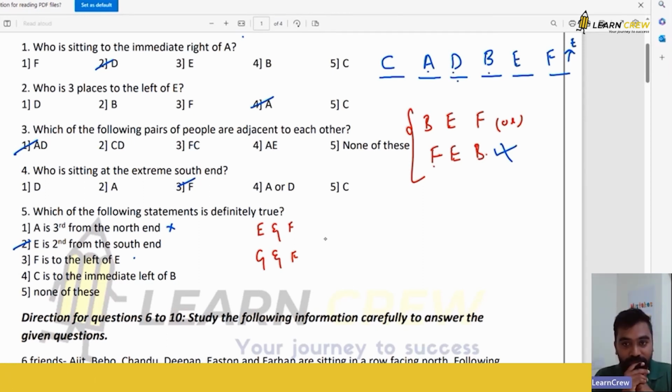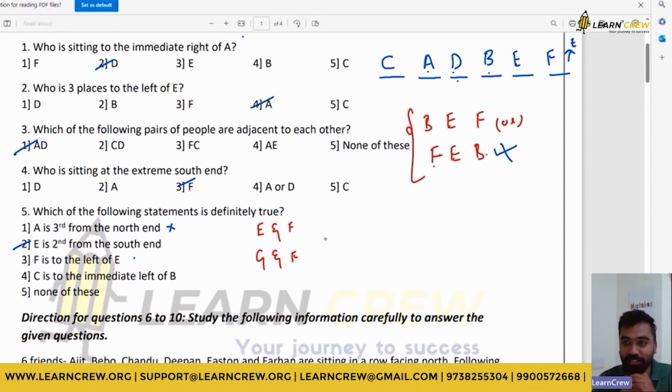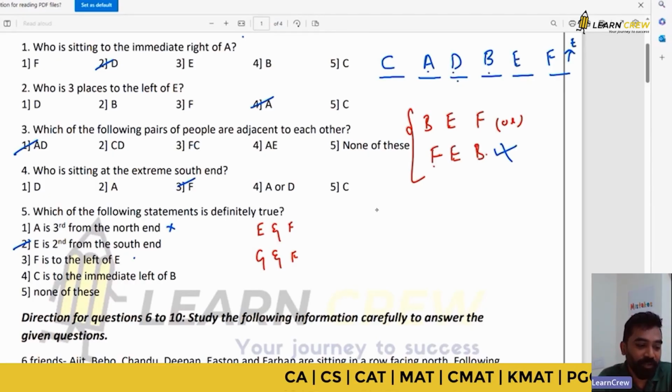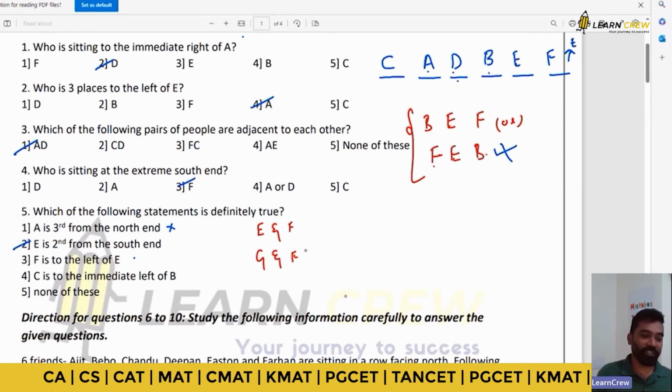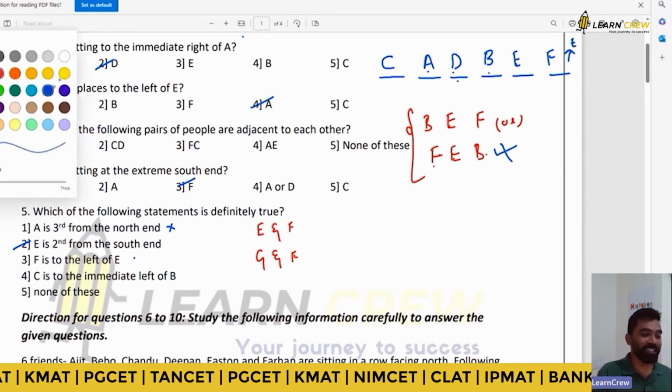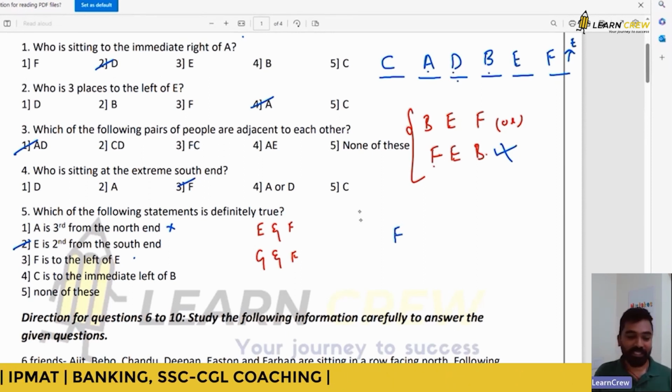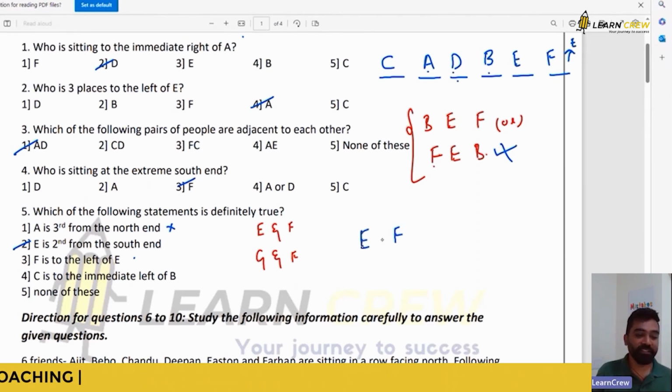I'm telling there are 10 people sitting. Now I'm asking who is in between? E, F, G. Who is between? F only, 100%. The answer is right. Whatever you said, F is going to sit in between. It can be either E here and G here, or it can be G here, F here, E here. These can be two possibilities.